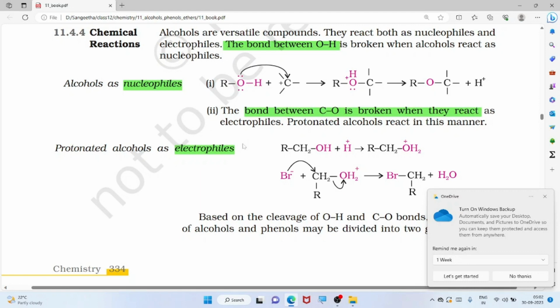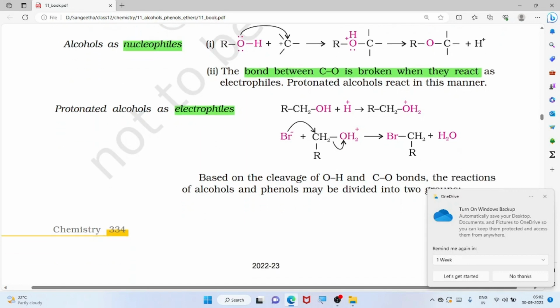What is nucleophile, electrophile? You can go through it. Nucleophile is nothing but nucleus lover, so that means more electron rich. Electrophile is electron lover, that means more proton is here, more positive charge.